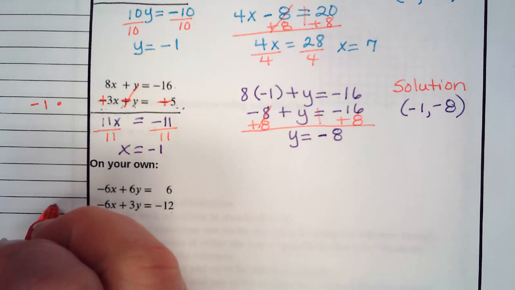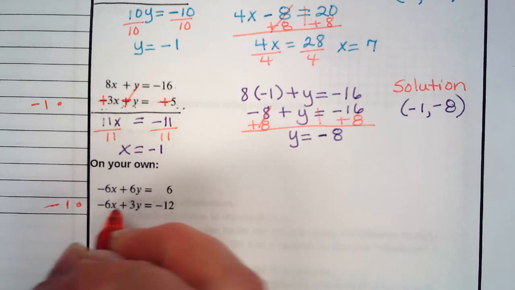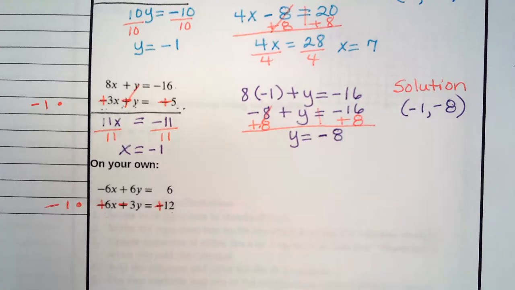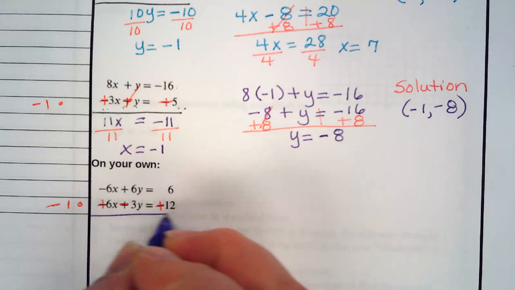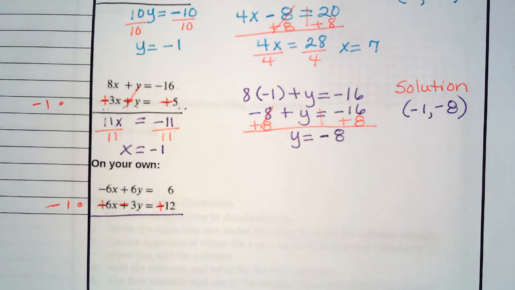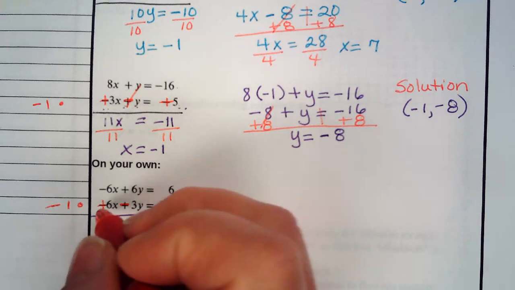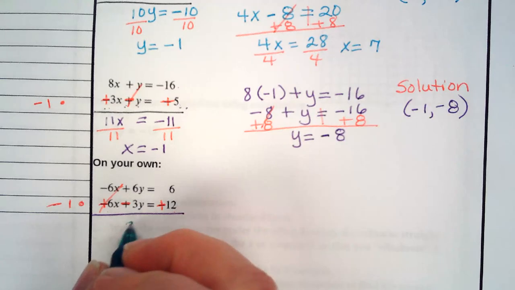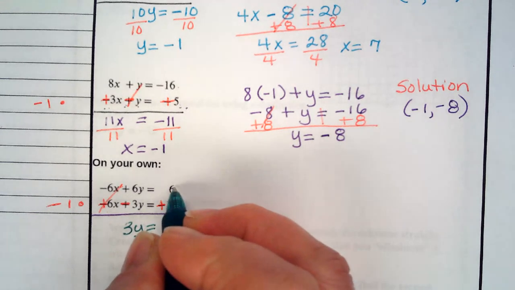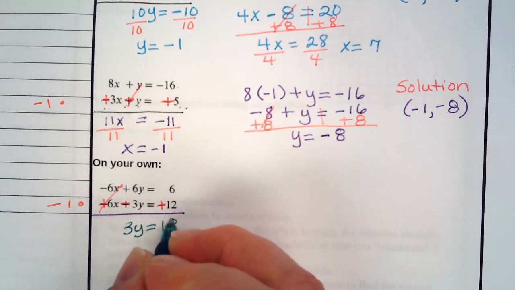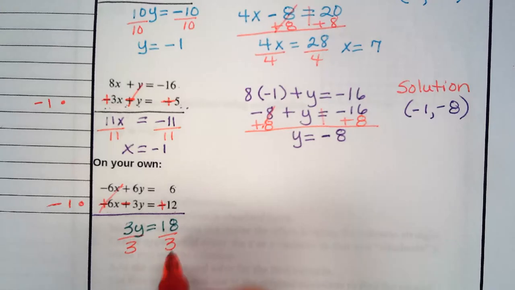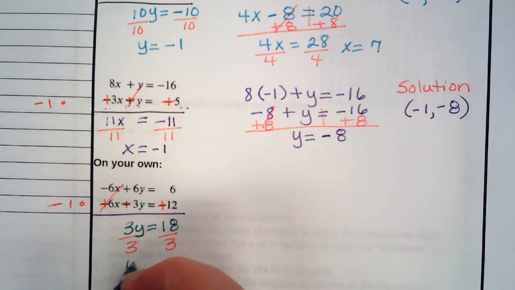I hope you tried. So this becomes a positive, this becomes a negative, and this one becomes a positive. I've eliminated my x value. So 6y minus 3y is 3y. 6 plus 12 is 18. Divide by 3, and y is equal to 6.